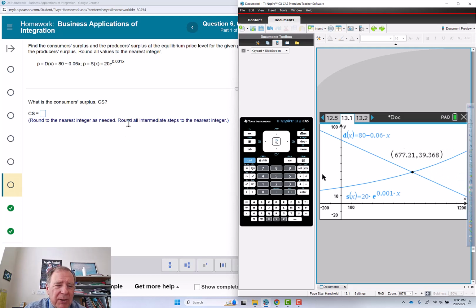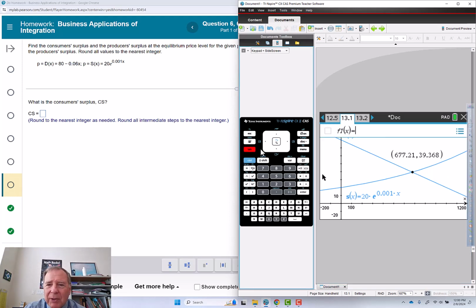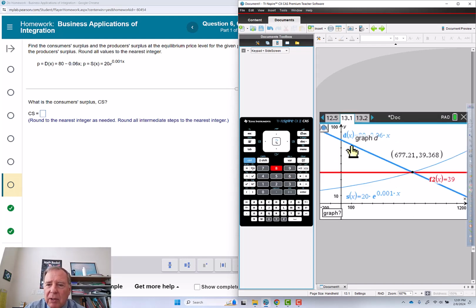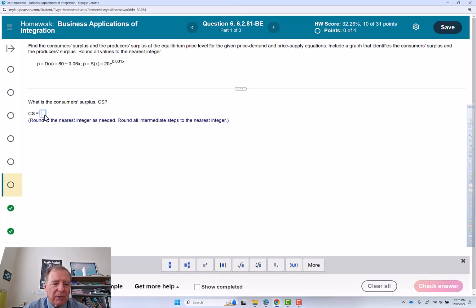So it says nearest integer, so I want a red function, so I went to F2, putting in 39. And my consumer surplus is going to be this area. Menu 6, 8, that graph, and we're going to go 0 to 677, enter. So $14,007, 14,007.